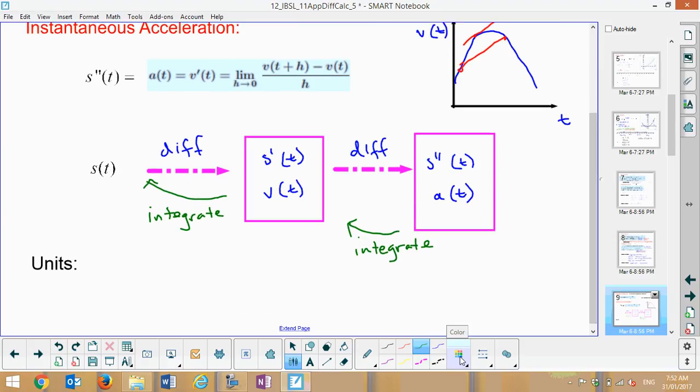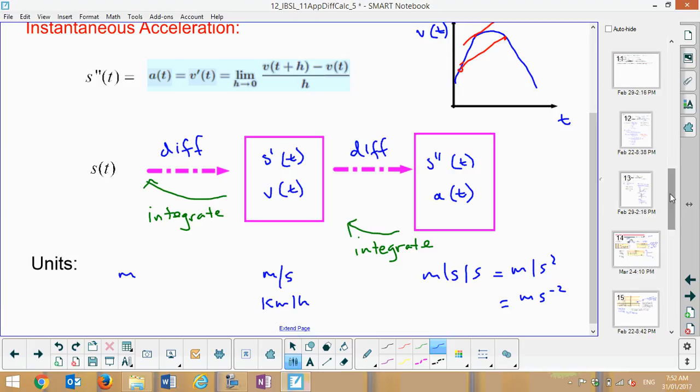Units are really important in this topic. Our displacement could be, say, meters. Our velocity will be meters per second, or kilometers per hour. And then acceleration is going to be meters per second per second, which is meters per second squared, or meters second to the minus 2. So always think about your units when you come to do this section.